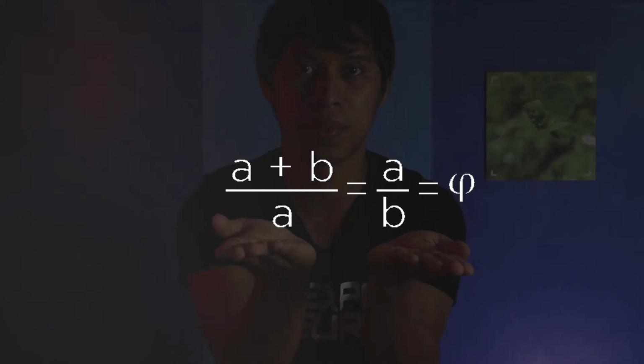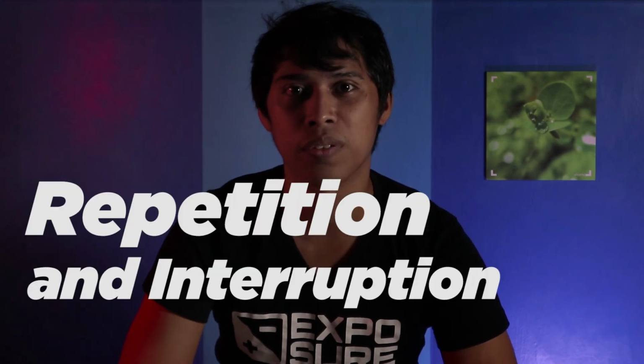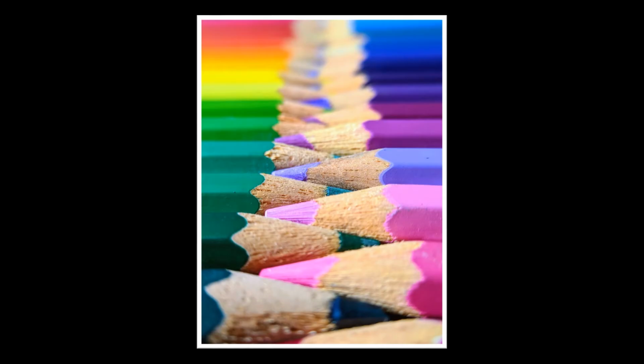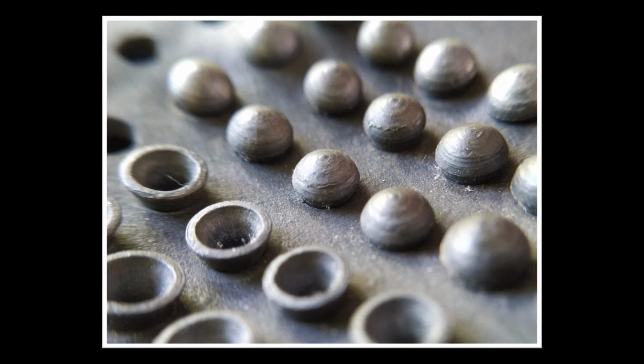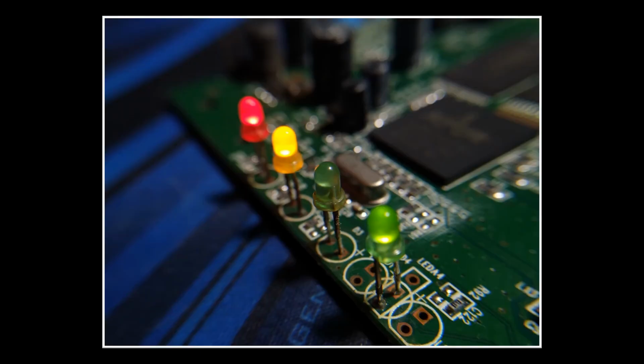Number 15. The golden ratio, and the formula is here. It's math, seriously? Let's skip this one. But if you want to know something about this composition technique, I'll put the link in the description box below. Let's replace that with repetition and interruption. Repetition is pleasing to the eye, but it's best when it's interrupted.